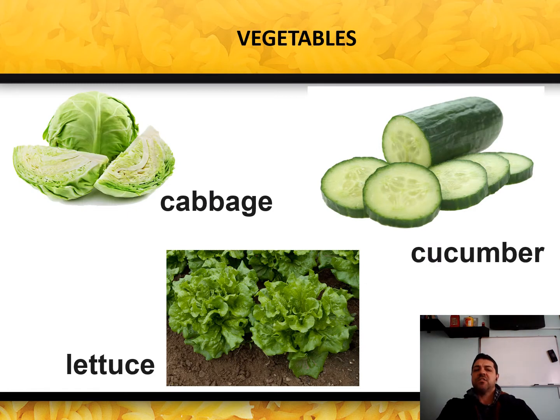When you talk about vegetables, I have here cabbage. Cabbage is very nice to put in the soup or just the salad. Cucumber. Careful with the pronunciation, guys. Cucumber. I love cucumber. And lettuce. I like lettuce too. Or if you are very American, you may listen lettuce. Okay? Lettuce is also a good kind of vegetable.